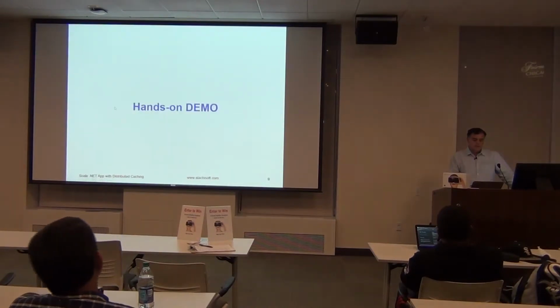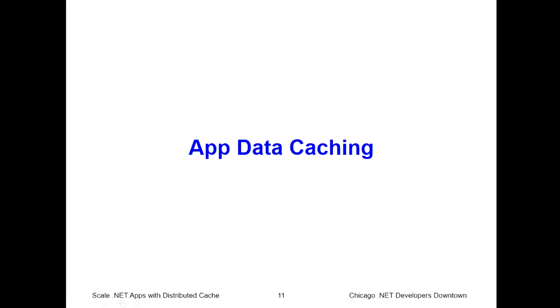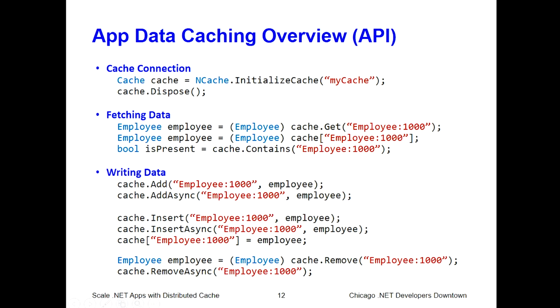So let's dive into the meat of this, which is application data caching, where you have to do programming to actually do it. The first thing you need to see is what a cache API looks like. It looks very simple. It's an NCache API, but it looks very much like the ASP.NET cache object. You connect with the cache, you get a cache handle. You do a cache get, contains, add, insert, remove, and they all have an async version.